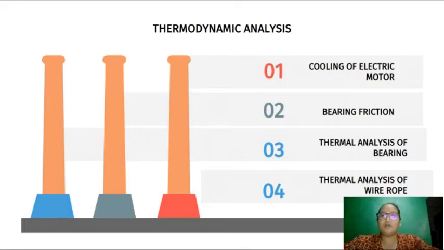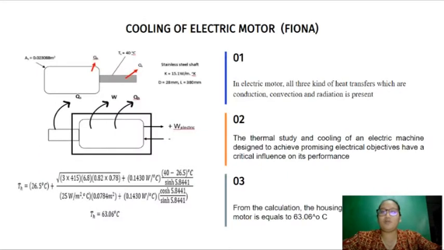For the thermodynamic analysis, in the electric motor, all 3 kinds of heat transfer, which are conduction, convection, and radiation, are present. The diagram on the left side shows the control volume of the electric motor.